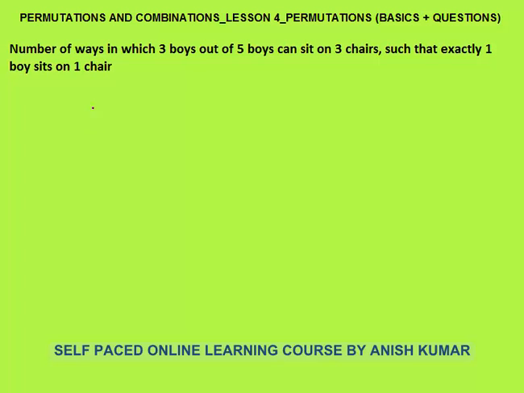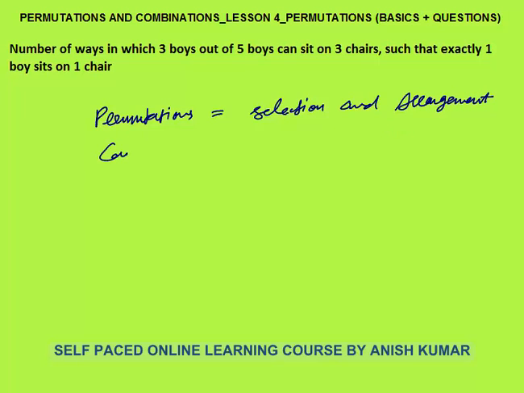Now I will explain this with the help of an example that I have written. First of all, let me tell you what is exactly the meaning of permutation and how it is different from combination. When I say permutation, it means selection and arrangement. First you have to select, then you have to arrange. Whereas combination was only selection. That is the basic difference between permutation and combination.